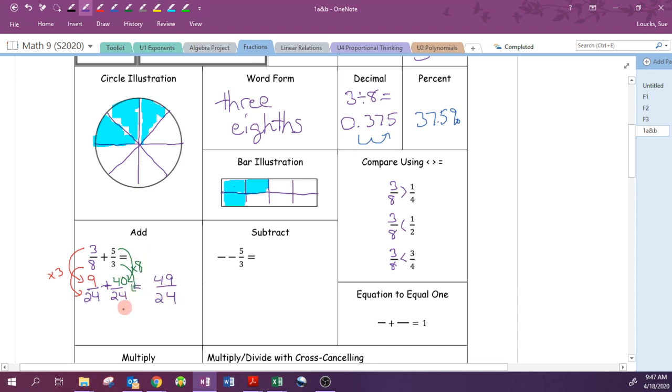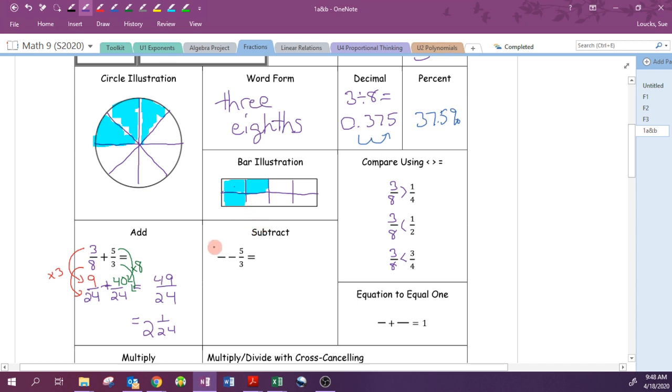If I could reduce that, I would, but I can't. It's in lowest terms already. You can change it to a mixed number, which would be 2 and 1/24, but you don't have to. I'm okay with you leaving it as an improper fraction, because everything you ever do with fractions from here on in, you need an improper fraction for, so I don't care if you change it or not.